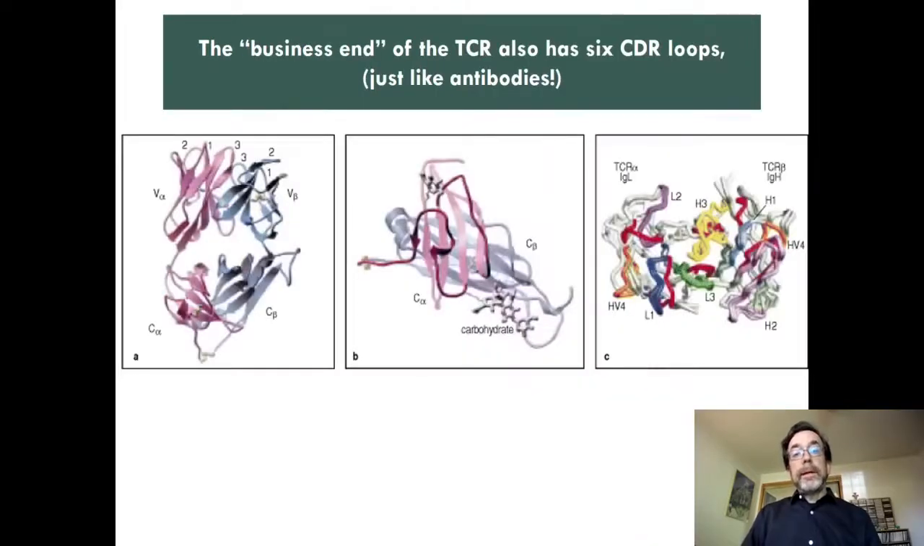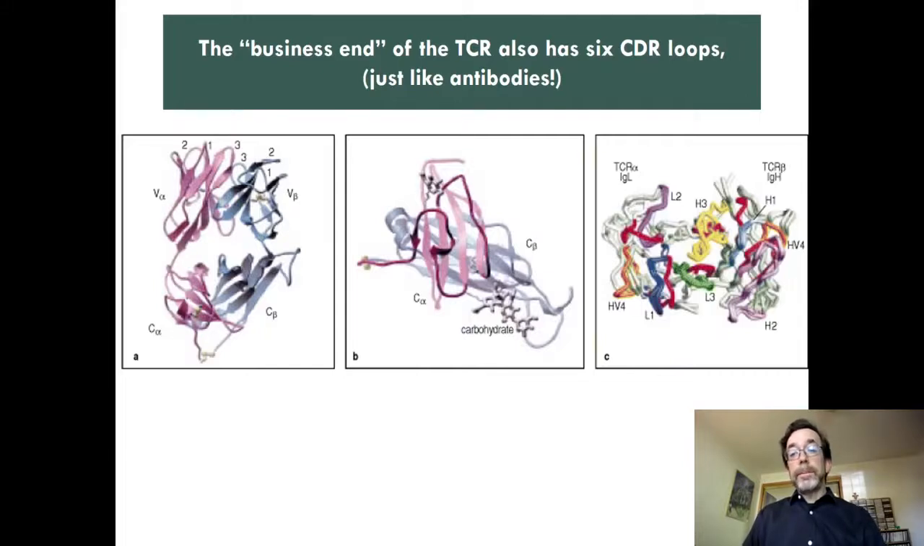And so the business end of the TCR, if you look at it, here's an example. You can see the Ig domains. You can look over here and you can see, if you look all the way above my head right here, you can see that there's 6 colors there, basically.